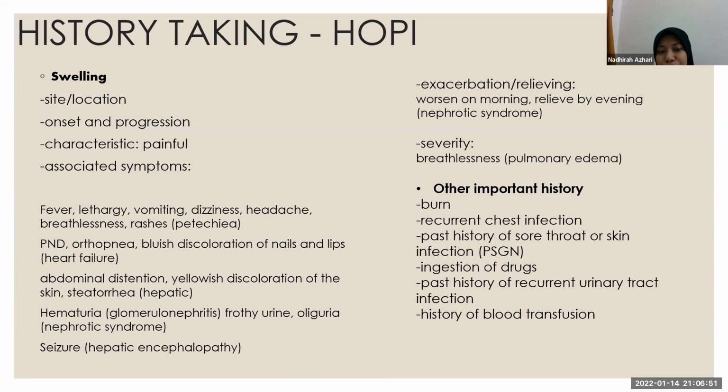Other important history to rule out other differentials, we need to ask, is there any history of burn, recurrent chest infection in case if we suspect heart failure, and then past history of sore throat or skin infection in case of post-streptococcal glomerulonephritis. So, and the next one, if there is any history of ingestion of drugs, and then past history of recurrent urinary tract infection, and also history of blood transfusion, just in case we want to rule out hepatitis B infection.